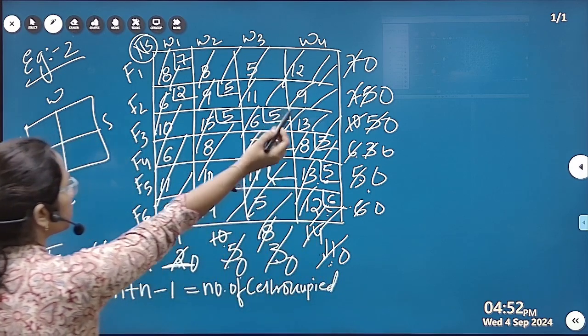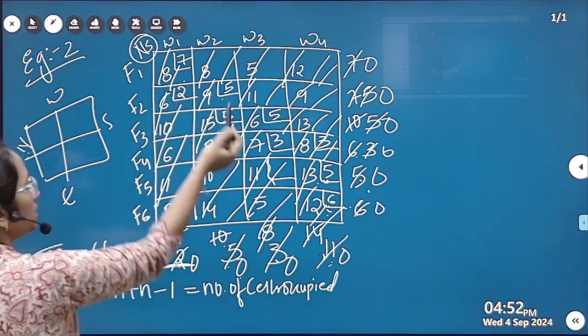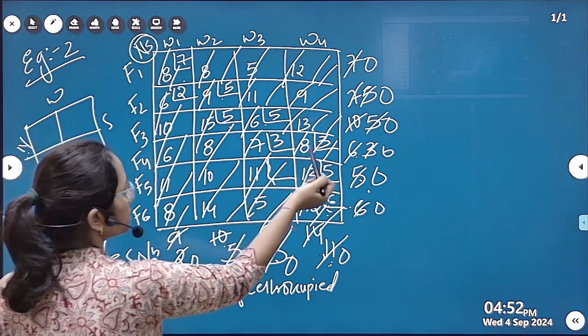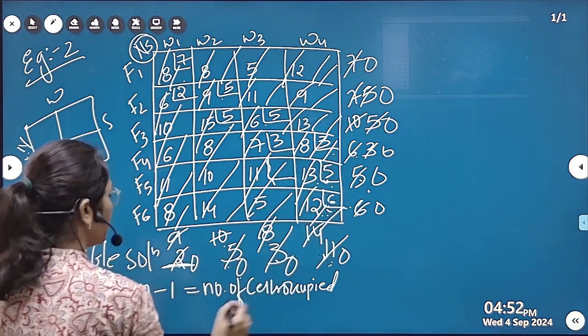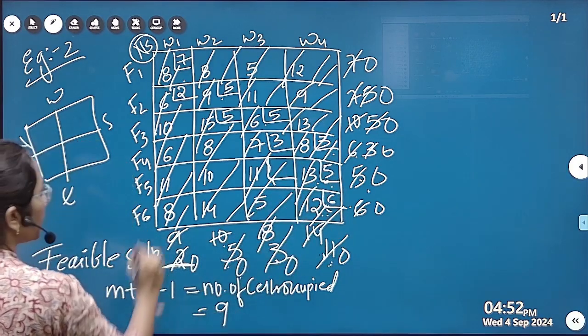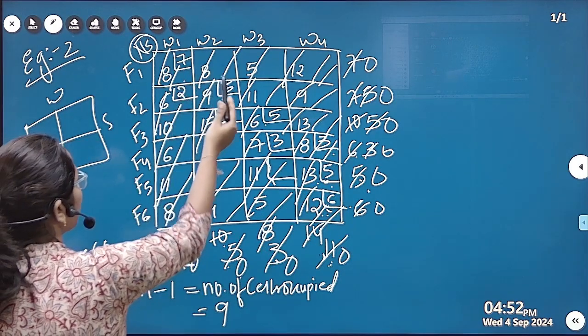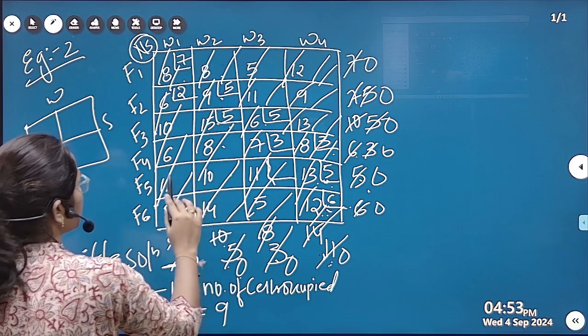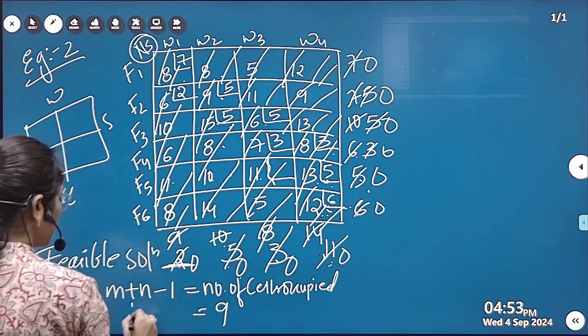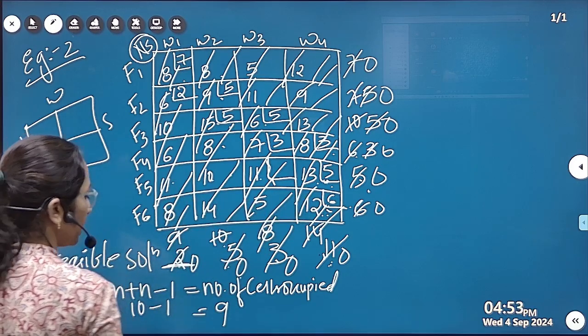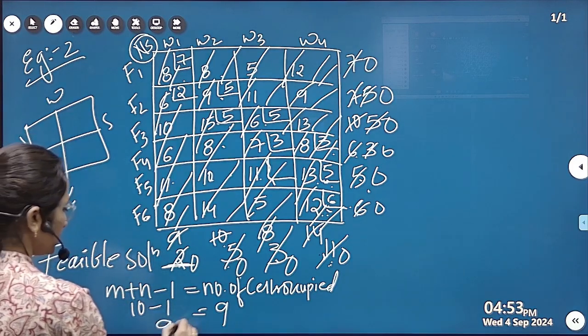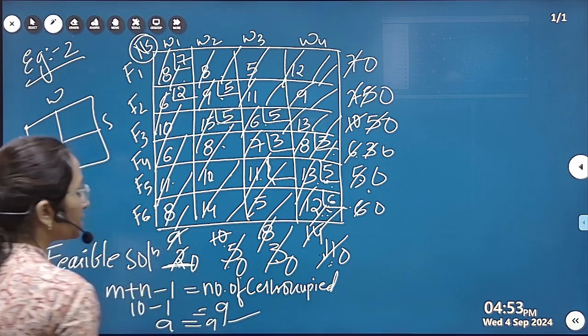So how many cells are occupied? 1, 2, 3, 4, 5, 6, 7, 8, 9. So here how many rows and columns are there? 1, 2, 3, 4, 5, 6, 7, 8, 9, 10. So 10 minus 1 is equal to 9 cells occupied. So 9 is equal to 9. So this is a feasible solution, right?